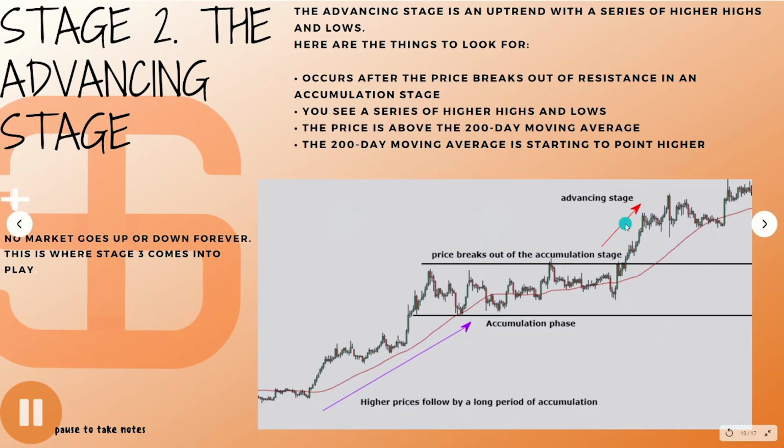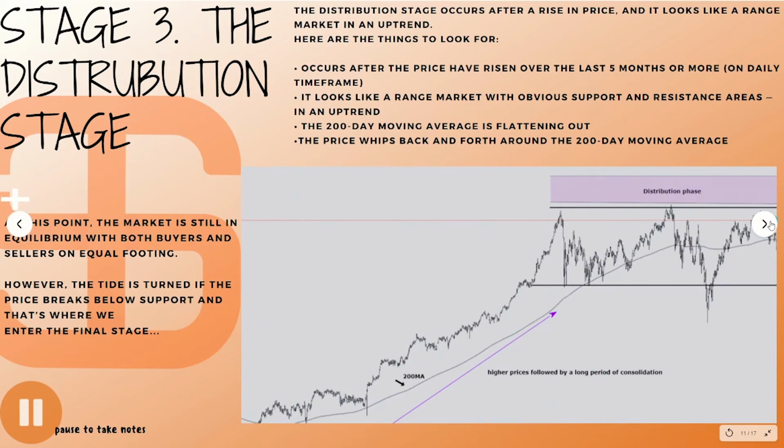Now, no market goes up or down forever. This is where stage 3 comes in, okay? So stage 3 is the distribution stage. So this is what we're going through in Bitcoin right now. We're going through the distribution stage where we had our highs, we hit 58, and that might be our high for right now. Right now, we have these people liquidating their purchases, and we're starting to see Bitcoin drop.